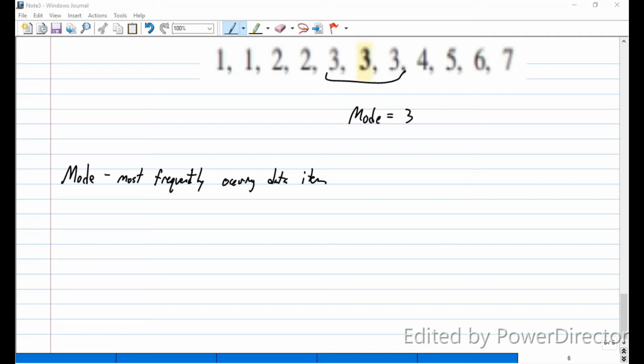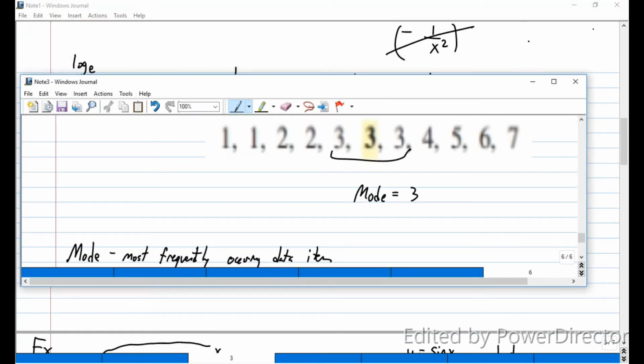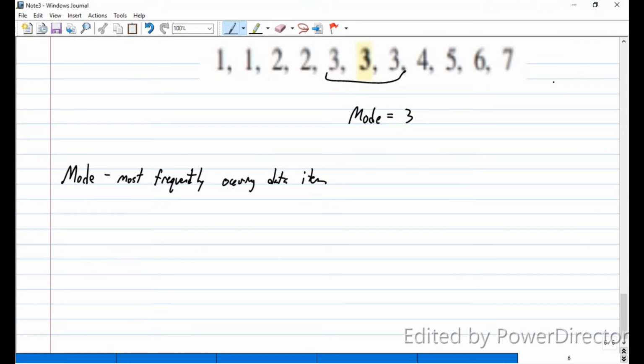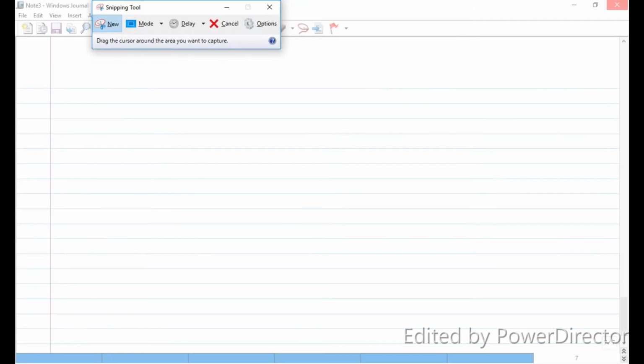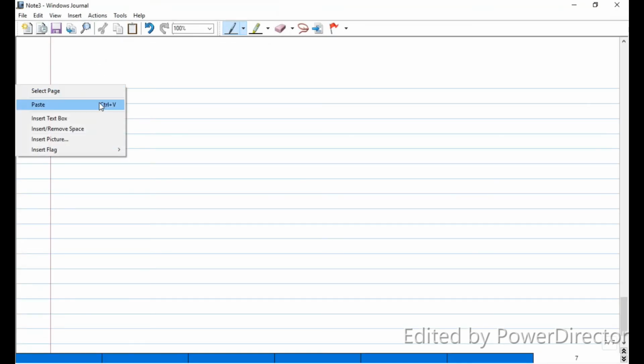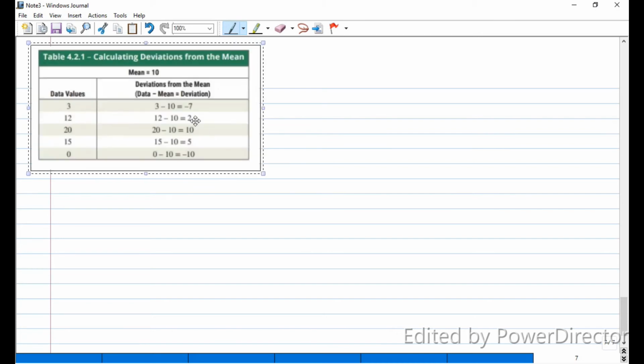All right, and I've already showed you in a table. Here's another table, and let's see if it's in your PowerPoint real quick. This exact table is not, but I'm going to show you just another table that shows deviations from the mean. So how would I calculate deviations from the mean? I would have to know the mean, of course. Then I would take the data item, and I would say the data item minus the mean. That gives me the deviation from the mean.